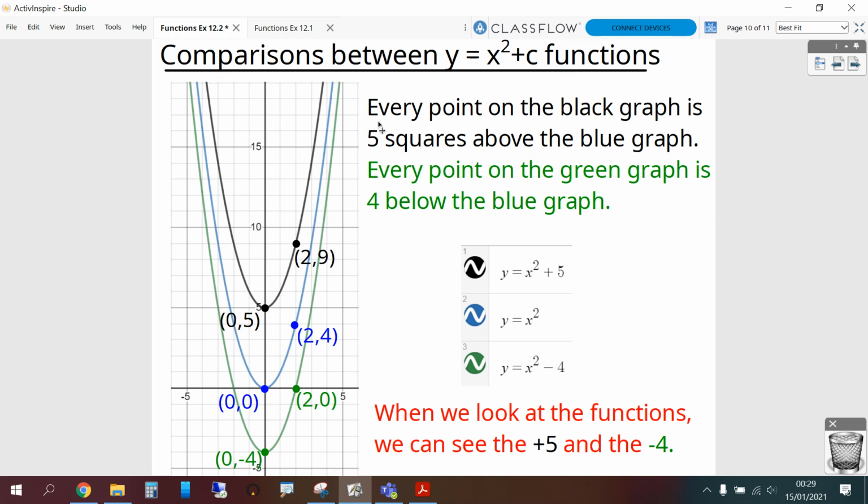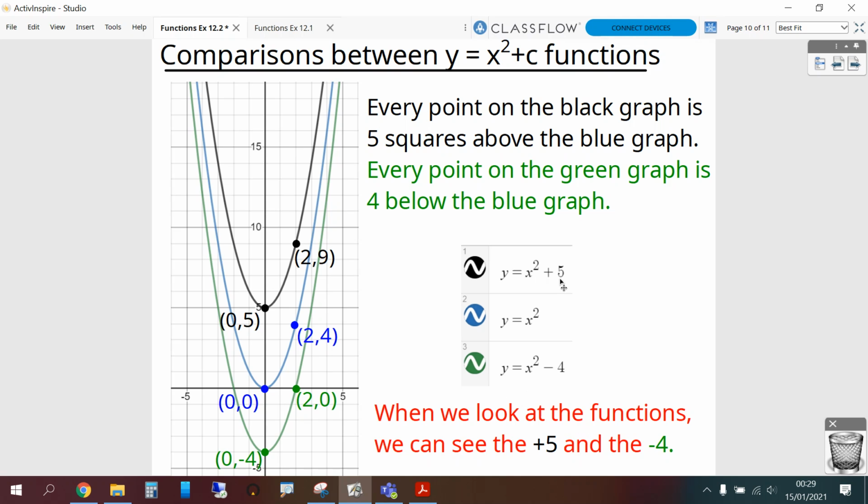Comparing different quadratic graphs is quite useful. Here we have three graphs. We've got the graph of y equals x squared plus 5, which is a black graph. Blue graph is y equals x squared. The green graph is y equals x squared take away 4. We can see that every point on the black graph is 5 squares above the blue graph. We can see every point in the green graph is 4 squares below the blue graph.